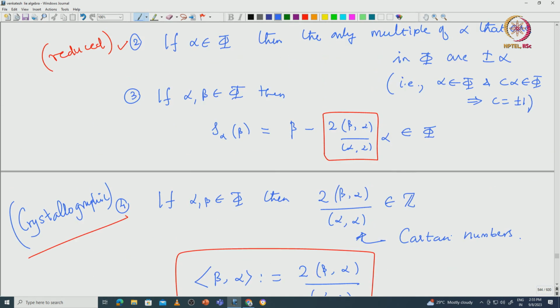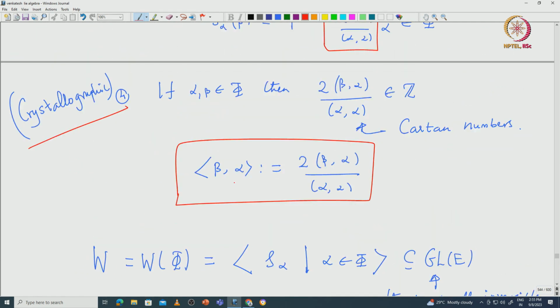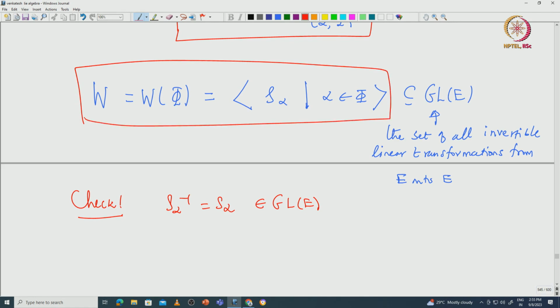Okay. So, now it is an easy exercise to check, I will leave it to you to check that S alpha inverse is actually S alpha. So, that means S alpha is an involution inside GL of E. So, in particular, inside GL of E, we can talk about this W, which is the subgroup generated by all the reflections that come from this set of roots phi. So, this W is actually called the Weyl group of phi.